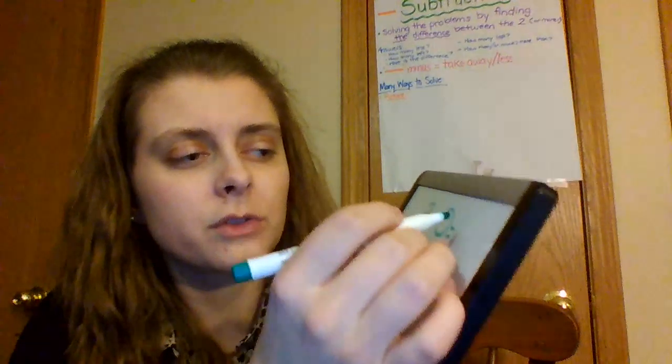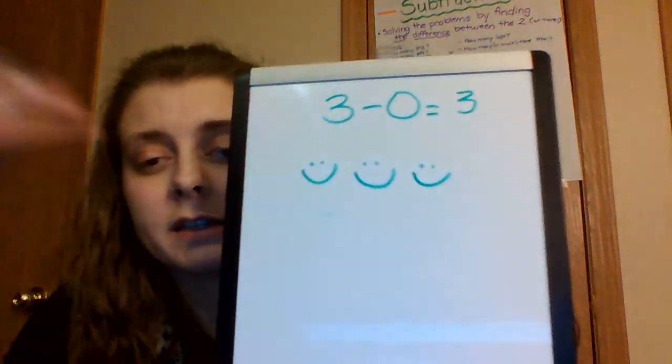So how many are left? 3. I didn't take anything away. I still left my 3. None got erased. None got checked off. Still have 3. So that's the picture strategy. You draw the first number, cross them out, or if you're using dry erase, you can erase them. So now we're going to look at the tally strategy.